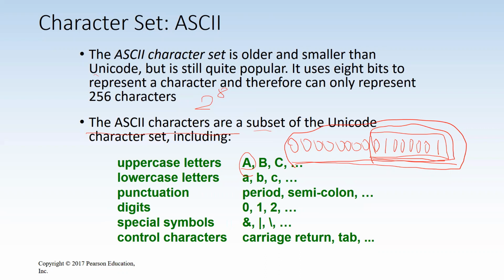But if you are coding a Chinese character, for example, this variation is not enough. So you use this part. That's why we use the Unicode character set coding scheme. It covers uppercase letters, lowercase letters, punctuation, digits, special symbols, control characters, etc. Okay. No questions?